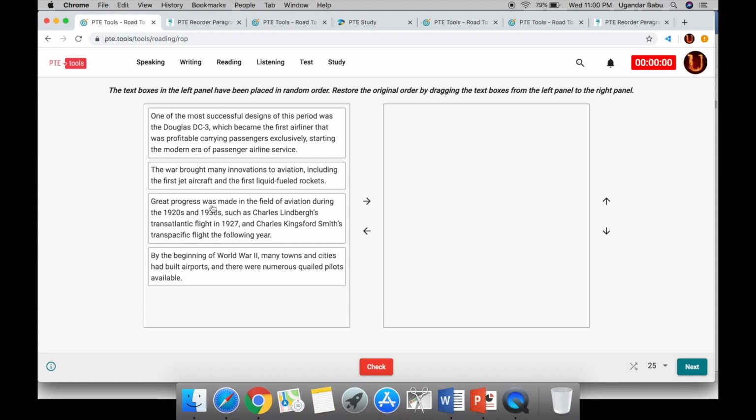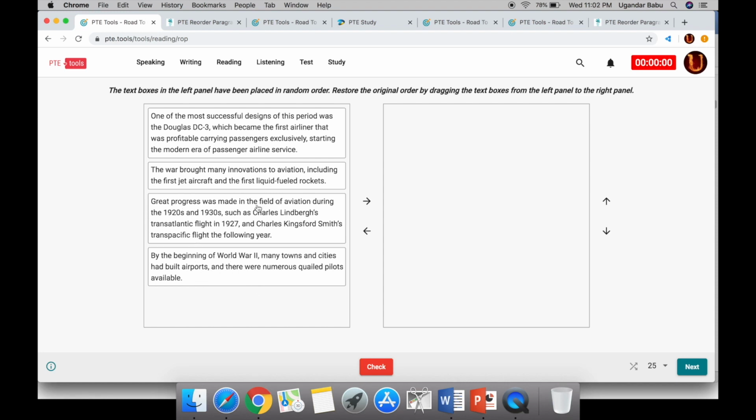So this can be the independent sentence because it is not referring to any other sentence and all the information is clearly mentioned. By the beginning of World War II, many towns and cities had built airports and there were numerous qualified pilots available. This also can be the independent sentence because by reading this alone, we are able to understand the sentence. So here we can see two independent sentences.